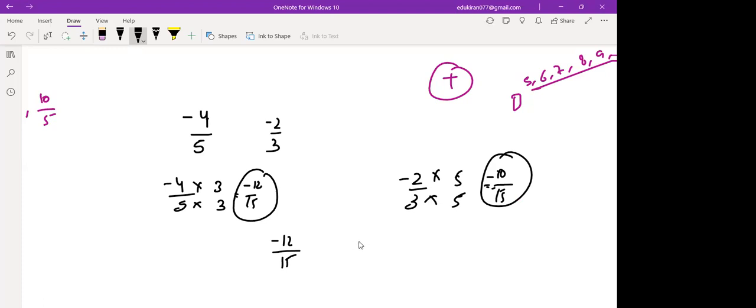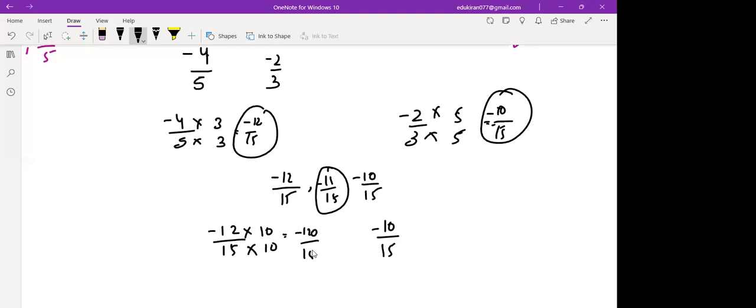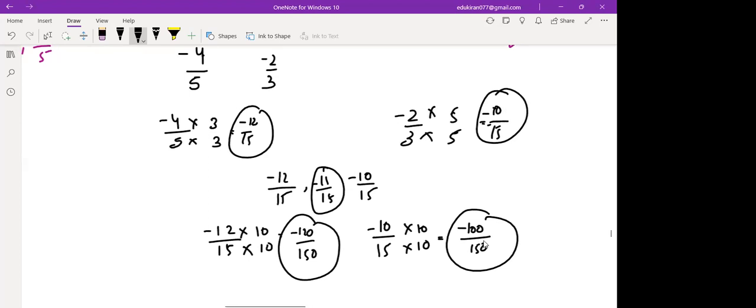Okay. Then what did you do after this? You have to make the denominators the same, but now you will see that you can find only one number in between, right? So minus 12 upon 15 and minus 10 upon 15. You can take any number now. For example, I took 10. So I got minus 120 by 150, and here I multiplied it with 10, so I got minus 100 by 150. So can I find the numbers between minus 120 by 150 and minus 100 by 150? Yes, ma'am. So quickly do it and tell me the answer.